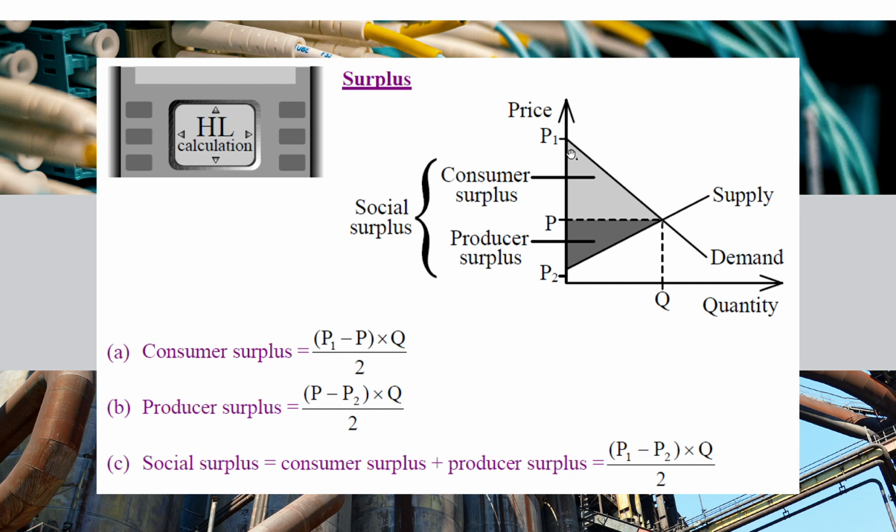And in the paper here, you need to do some calculation, but it's very easy. Find out this triangle's area. Just remember the triangle area is half base times height. So look carefully at which height. For consumer surplus, P1 minus P. For producer surplus, P minus P2. For the social surplus, the whole triangle, P1 minus P2. So you got all of it right.